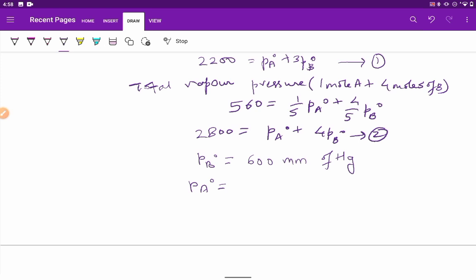PA naught will be equal to what then? 400 millimeter of mercury, putting the values. So we get PB naught is equal to 600, PA naught is equal to 400 millimeter of mercury. So PB naught is the vapor pressure of pure B, PA naught is the vapor pressure of pure A.